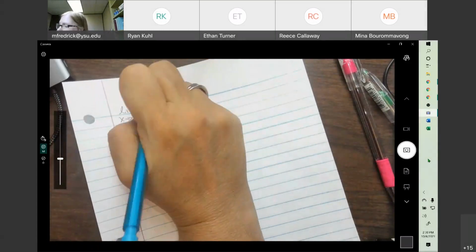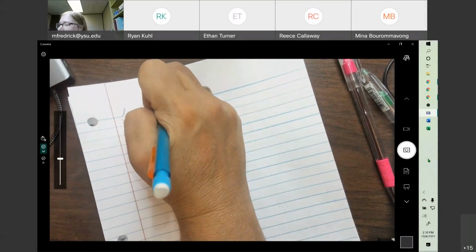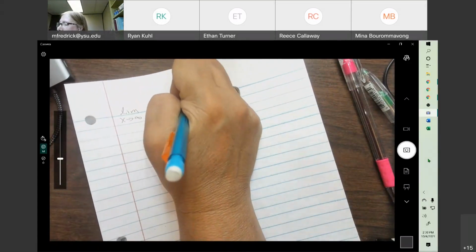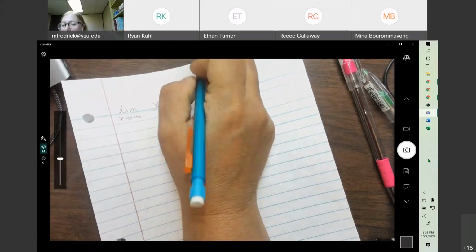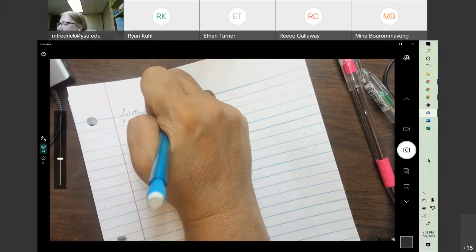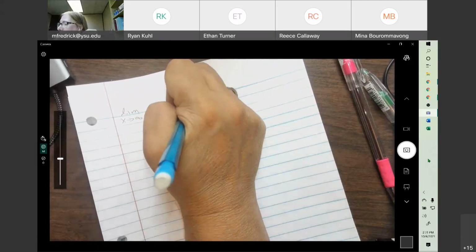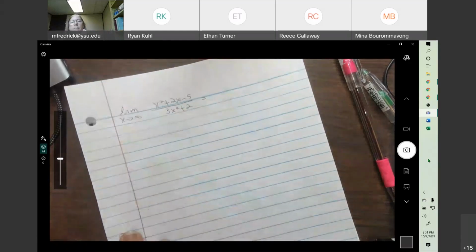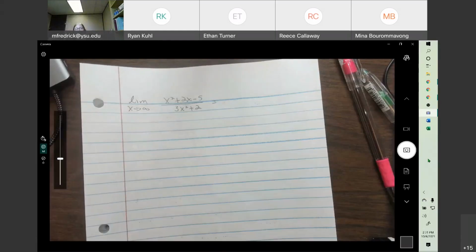The limit as x approaches infinity of x squared plus 2x minus 5 over 3x squared plus 2. So go ahead and find the limit as x approaches infinity.